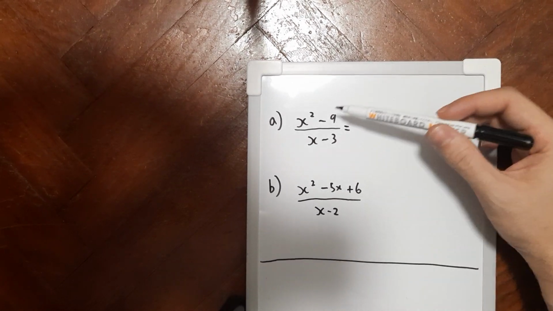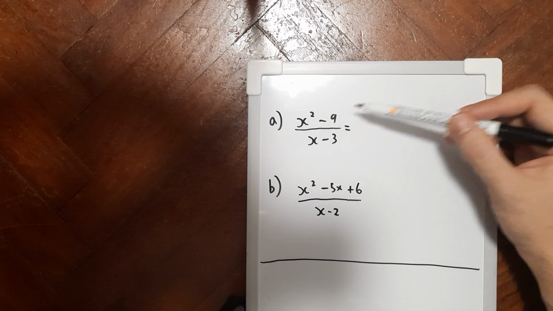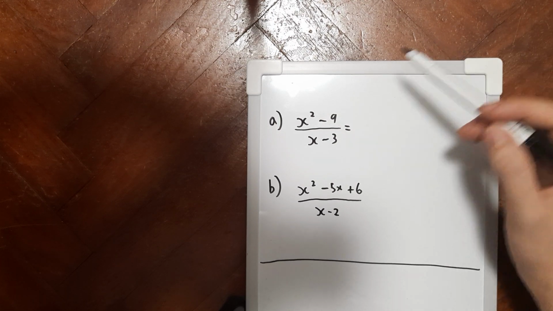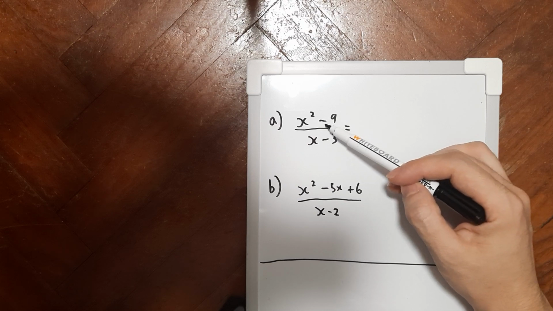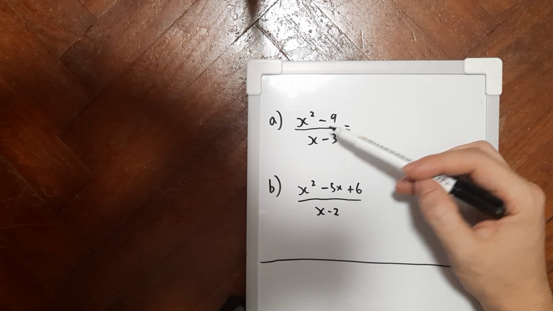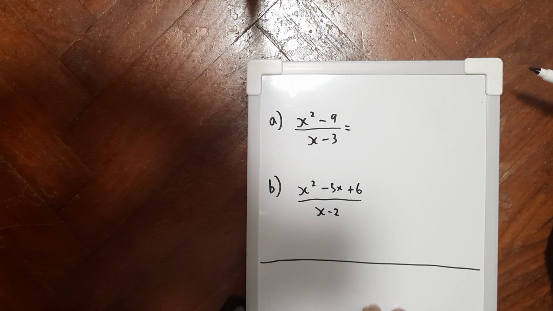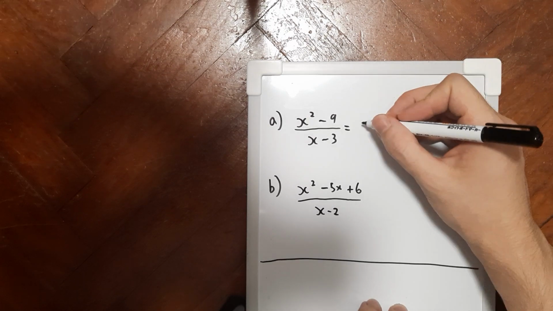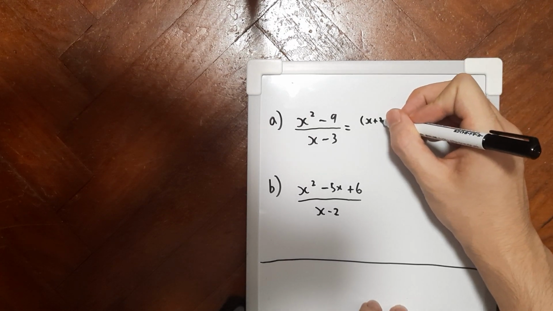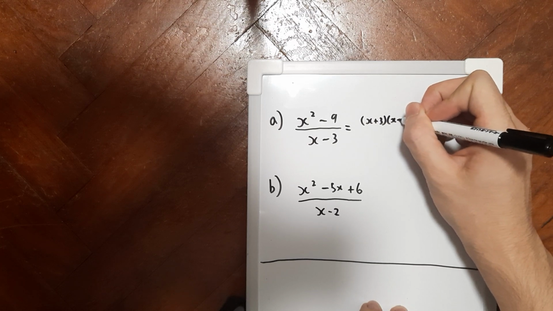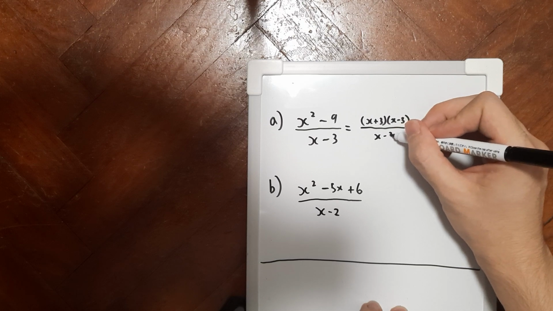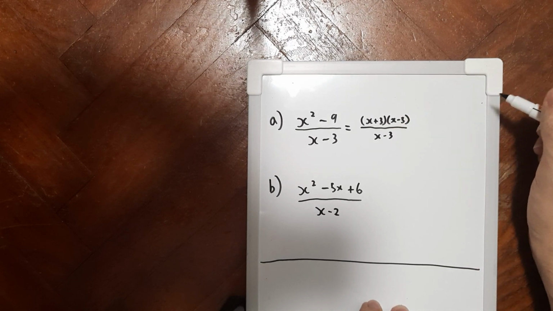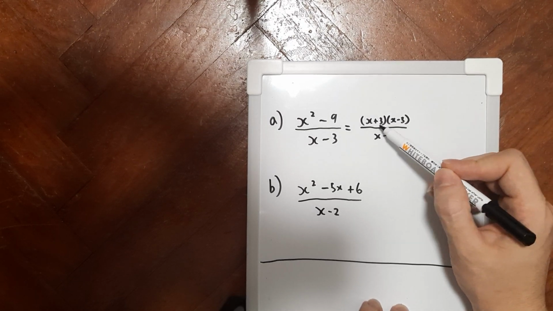So here we need to factorize this and this. There's no number I can take out here. But we spot this is a square and this is a square number, and it's the difference between the two of them. So we have here the difference of two squares. So we can use x plus 3, x minus 3 over x minus 3. And now we split this into two factors.